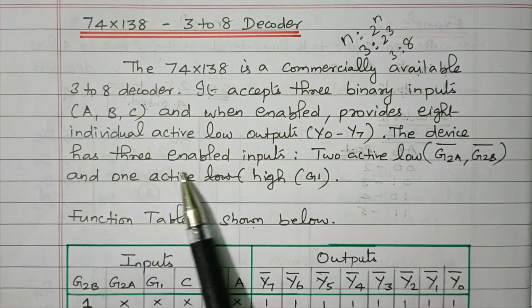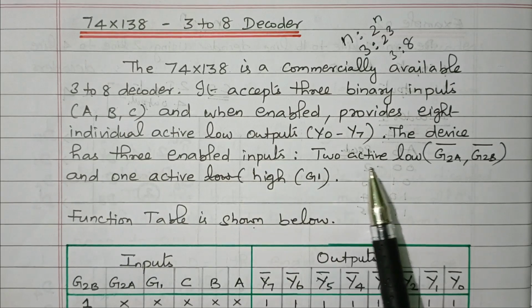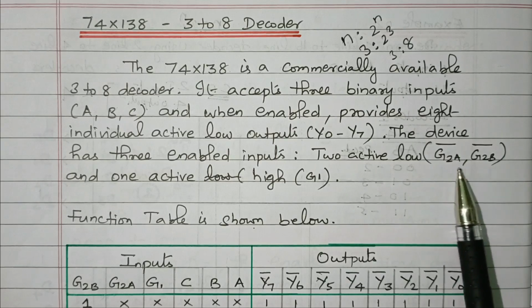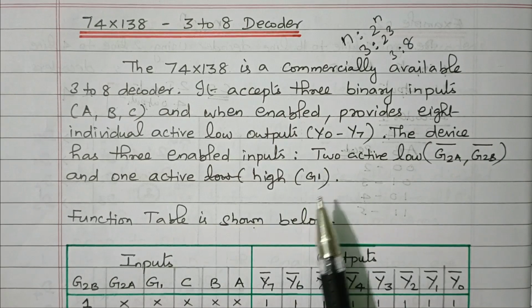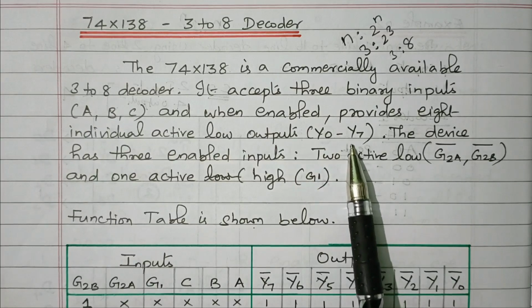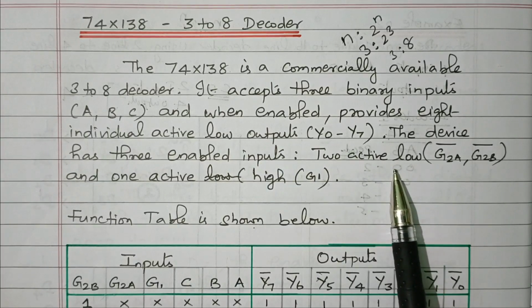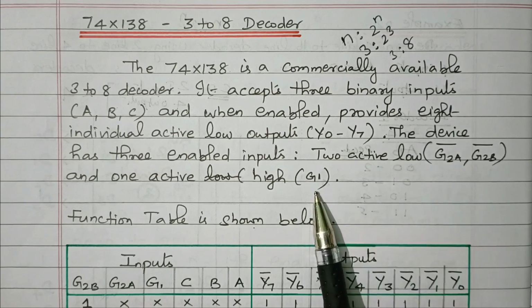The device has 3 enable inputs. In that, 2 are active low: G2A bar and G2B bar. This is our active low. And one is active high, G1. G1 is the active high. So 3 inputs A, B, C, and 8 outputs Y0 to Y7, which are active low outputs because of the inverted output. And 3 enable inputs are available. In that, 2 are active low, 1 is active high. Now we'll see the pin diagram.